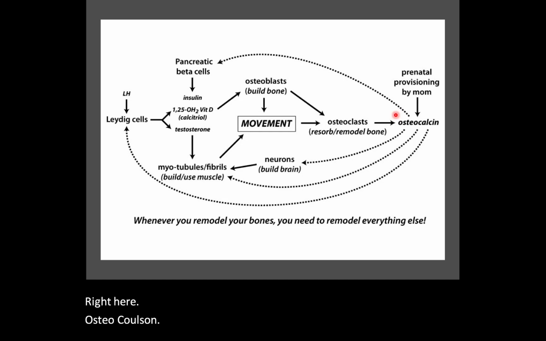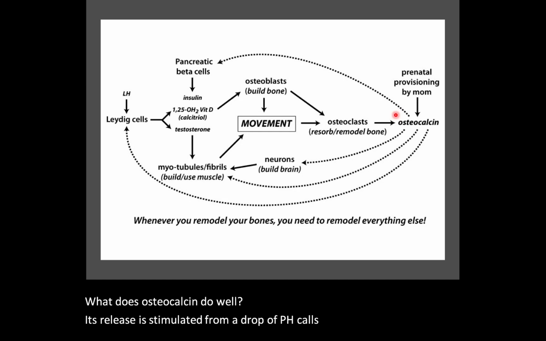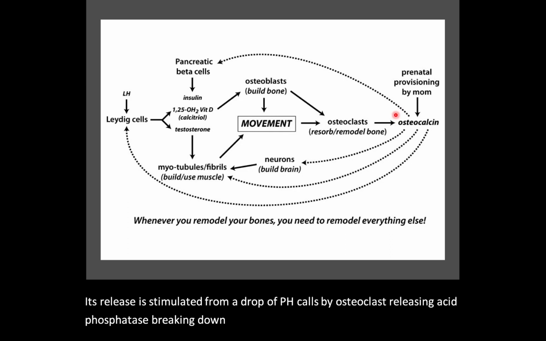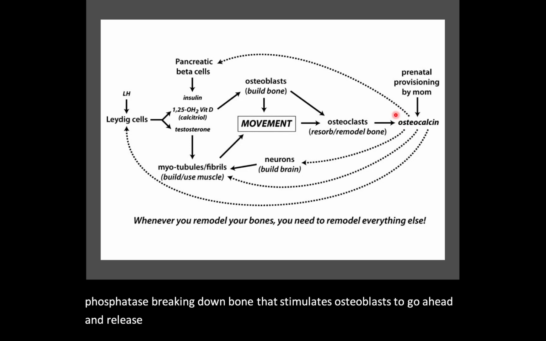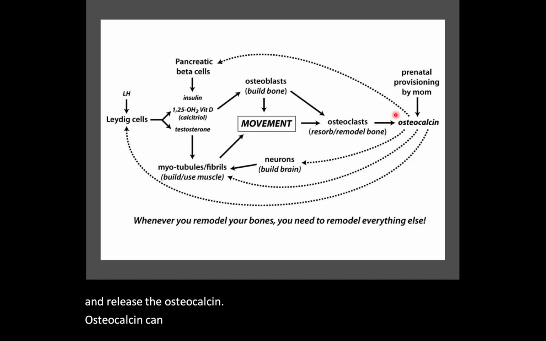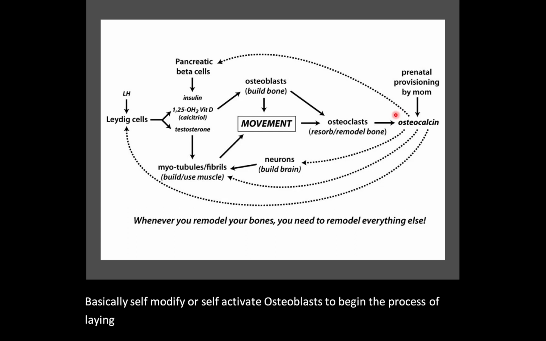What does osteocalcin do? Well, its release is stimulated from a drop of pH caused by osteoclasts releasing acid phosphatase, breaking down bone. That stimulates osteoblasts to go ahead and release the osteocalcin. Osteocalcin can then basically self-modify or self-activate osteoblasts to begin the process of laying down new bone.